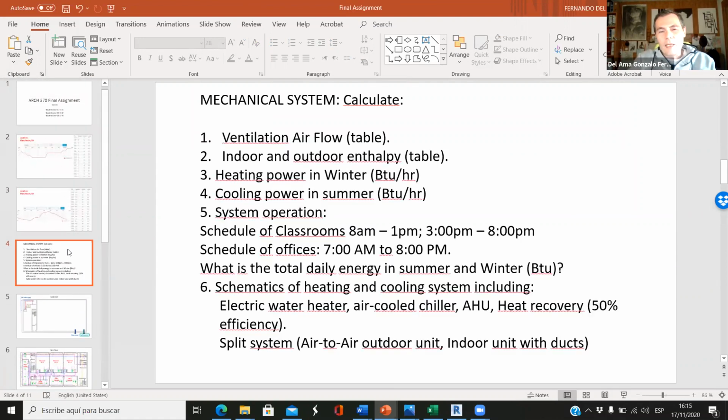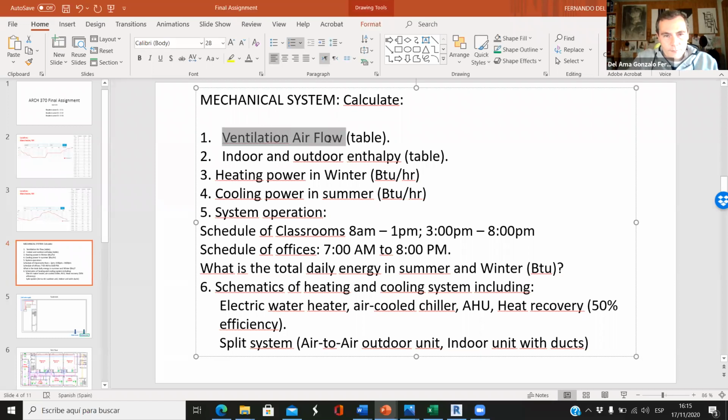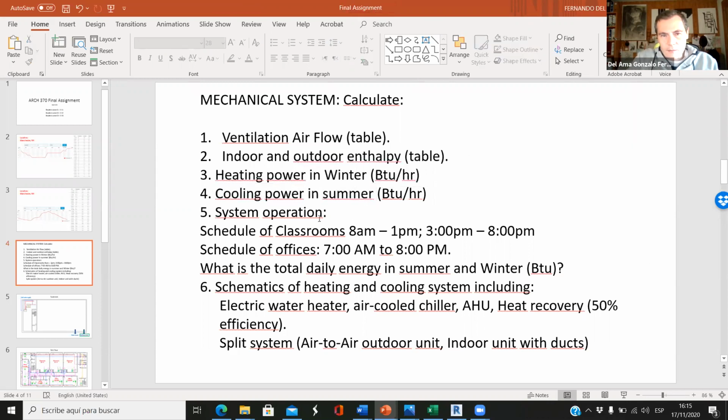So what do we have to do? For the mechanical systems, we have to calculate the ventilation airflow. We have to calculate indoor and outdoor enthalpy. We have already done this. And then we have to calculate the heating power in winter, the cooling power in summer. And this is the schedule of system operation, or the building operation.